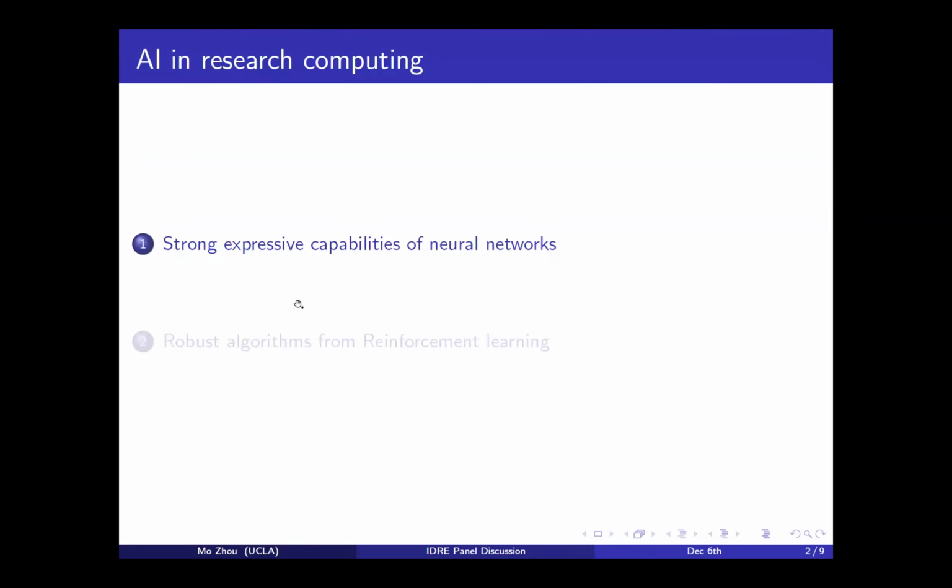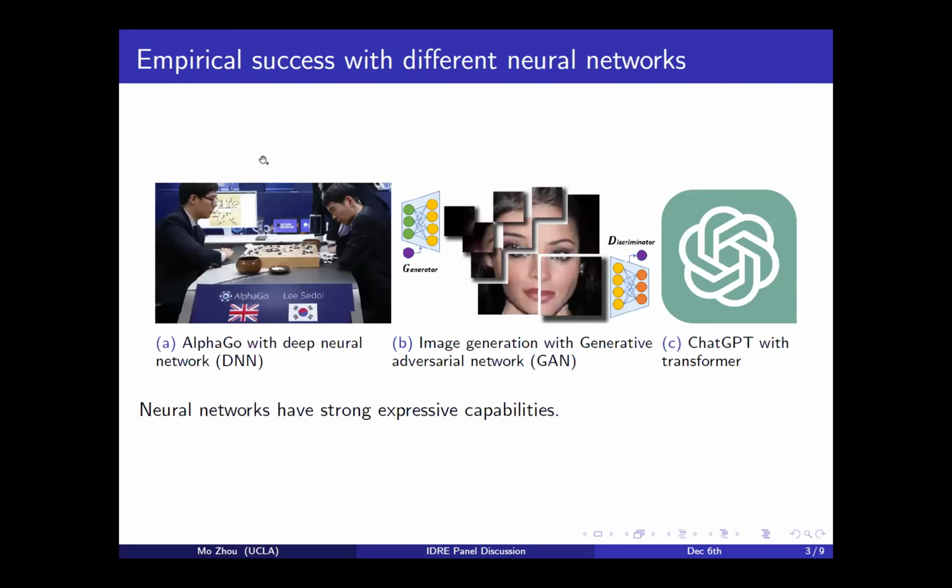The first one is the strong expressive capability of neural networks. And the second one is the robust algorithms from different machine learning areas, such as reinforcement learning. So let me mention the first one: the strong expressive capability of neural networks. Actually, we have seen a lot of empirical successes with different structures of neural networks. For example, in 2016, AlphaGo beat Lee Sedol, one of the top Go players in the world, and their team used Monte Carlo tree search and the structure of a deep neural network to build their AlphaGo model.